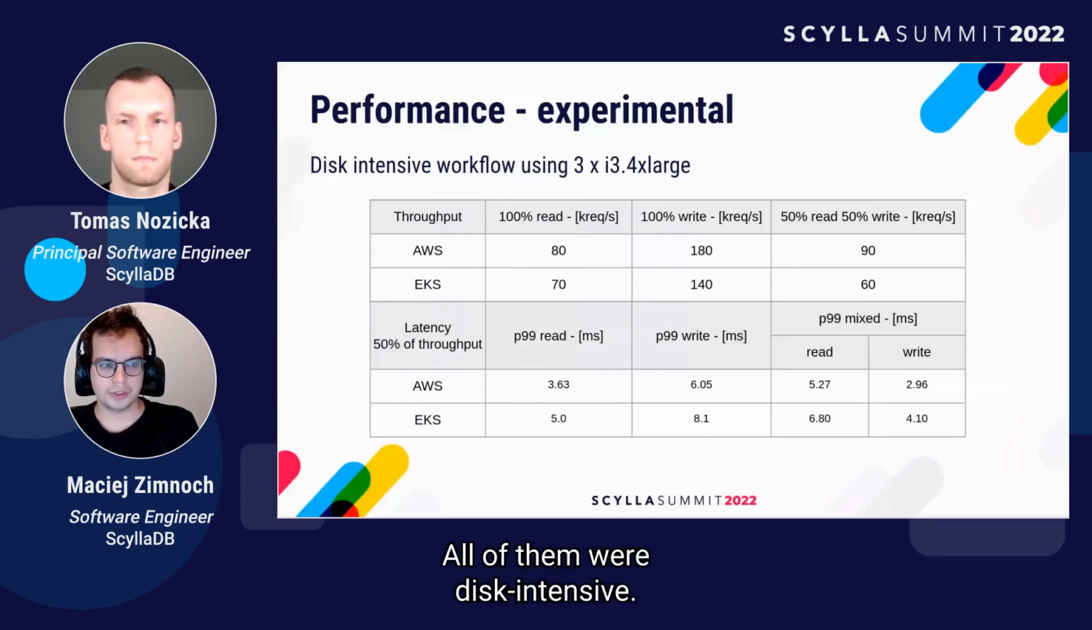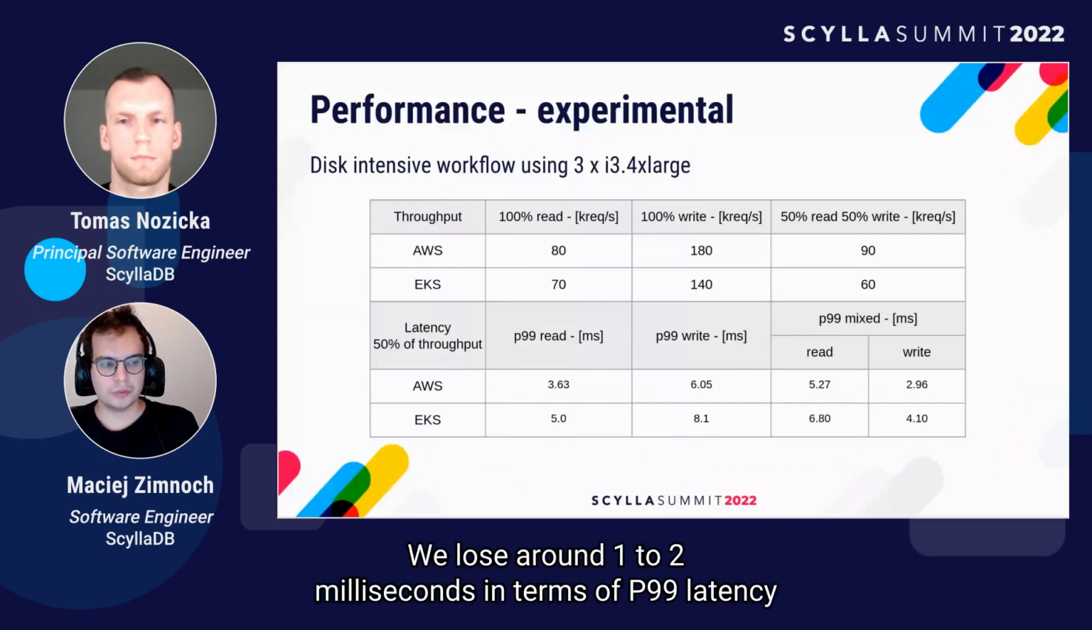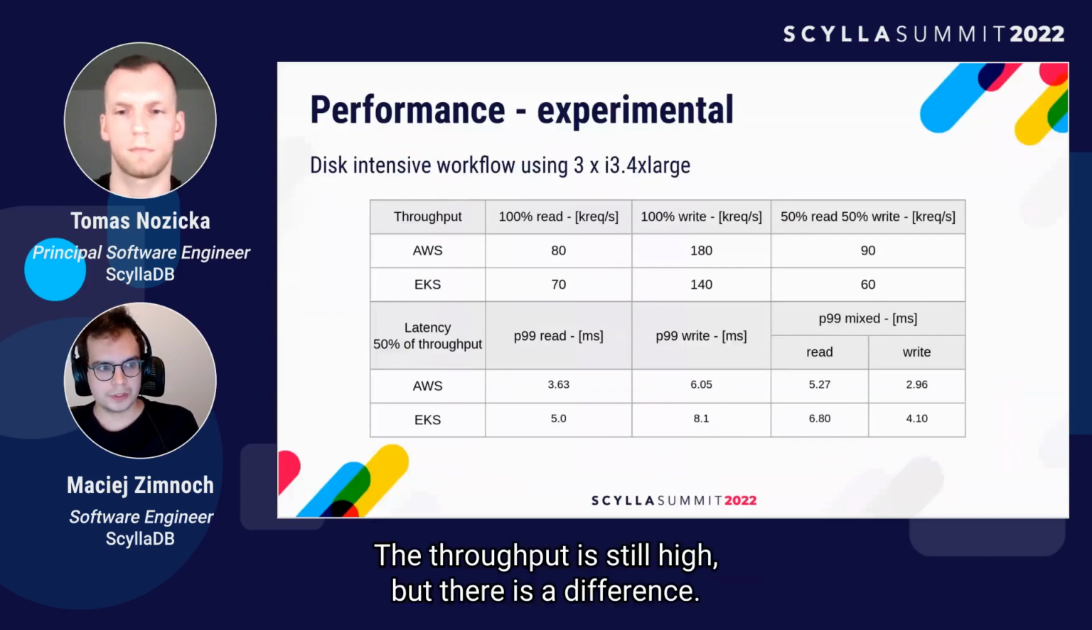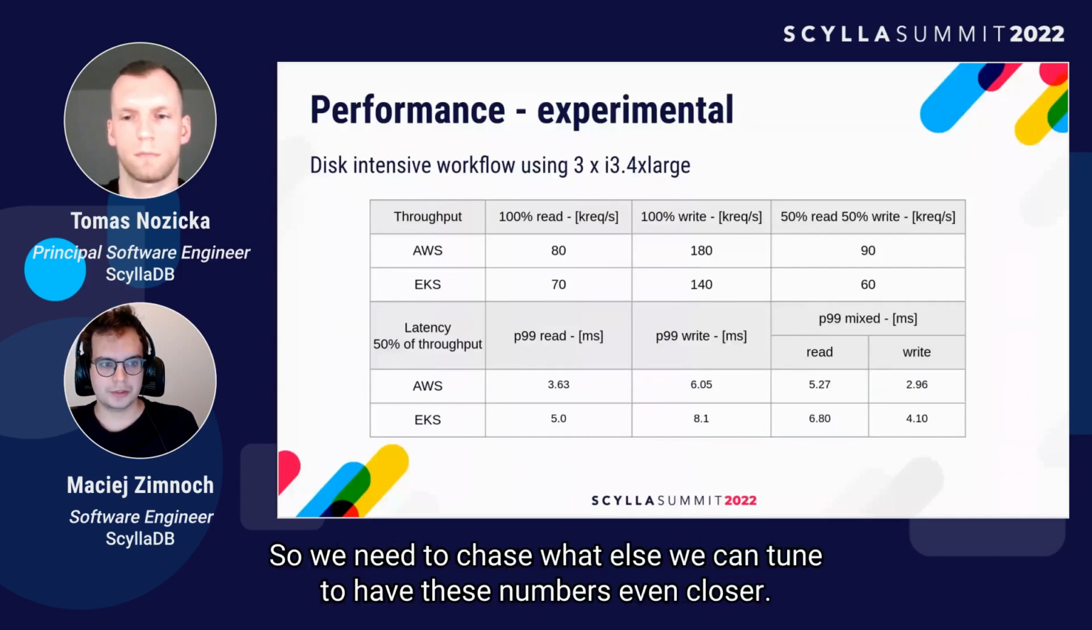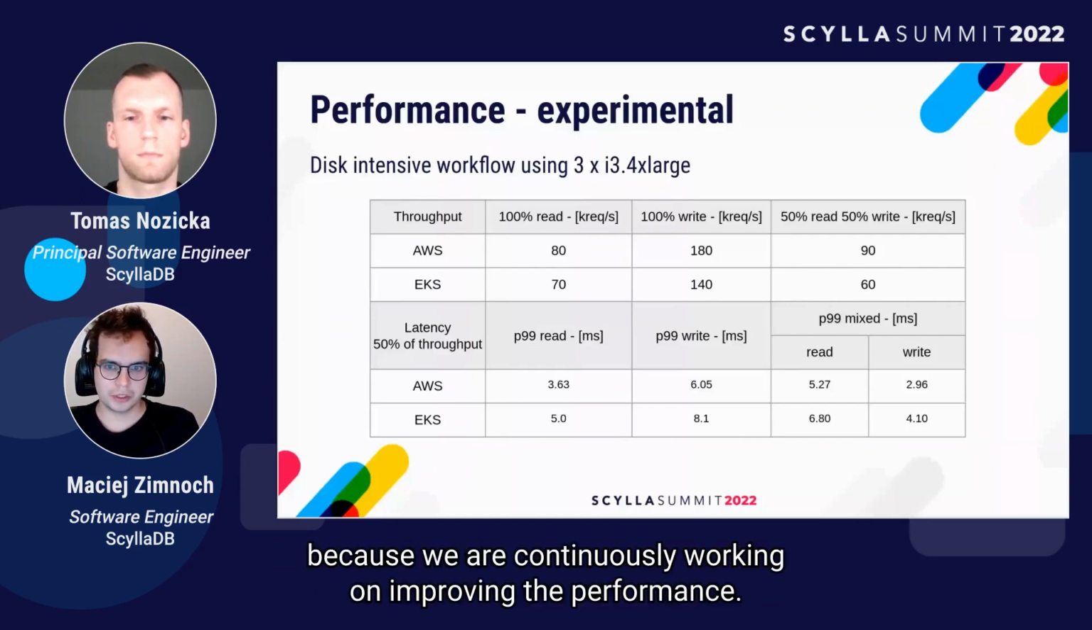All of them were disk intensive. We can see that numbers are getting closer to our VM baseline. We lose around 1 to 2 milliseconds in terms of P99 latency in each of the workflows. The throughput is still high, but there is a difference. So we need to chase what else we can do to have these numbers even closer. So make sure to follow our releases, because we are continuously working on improving the performance.